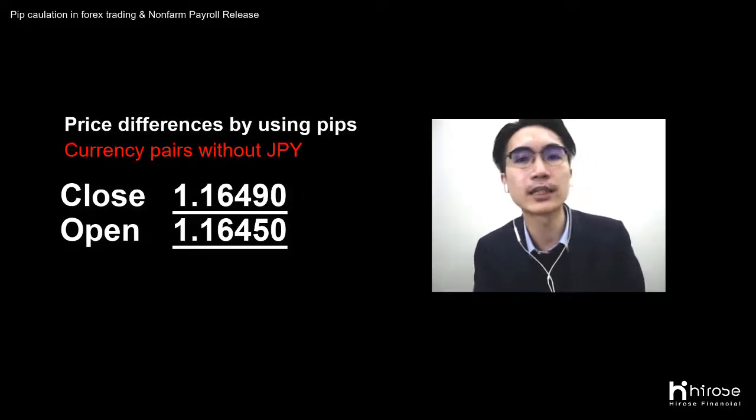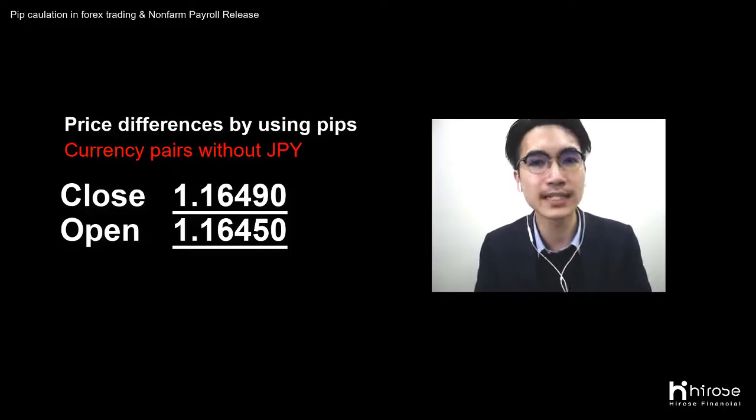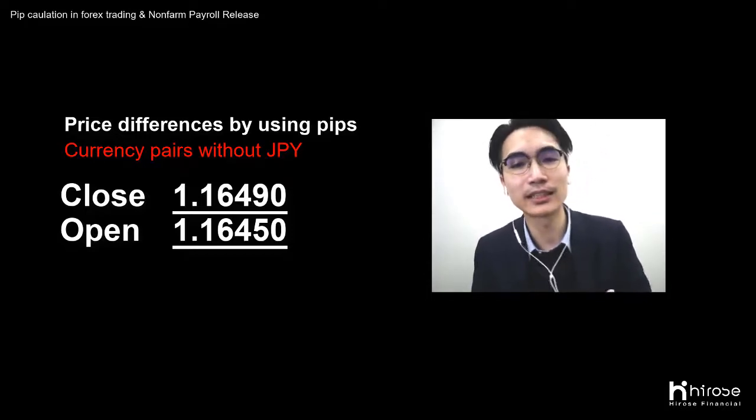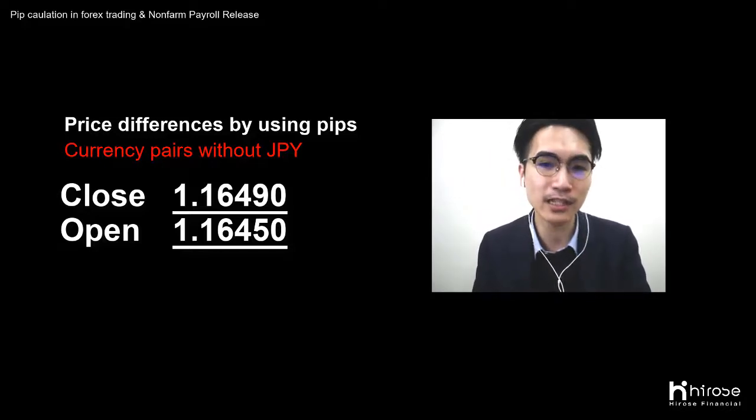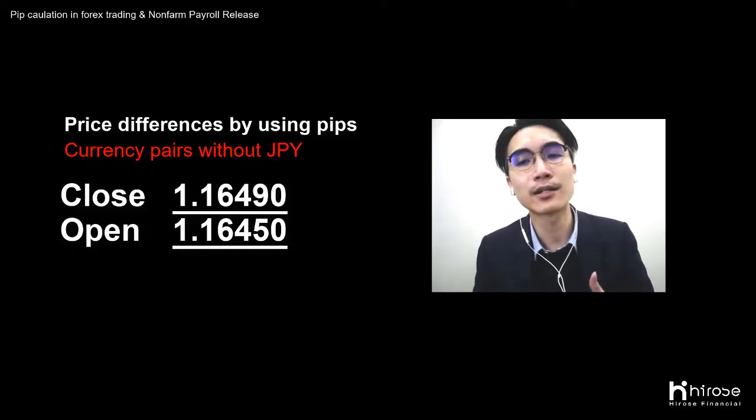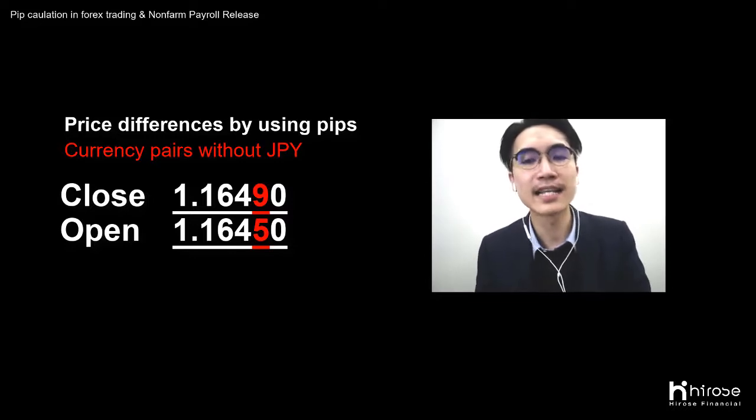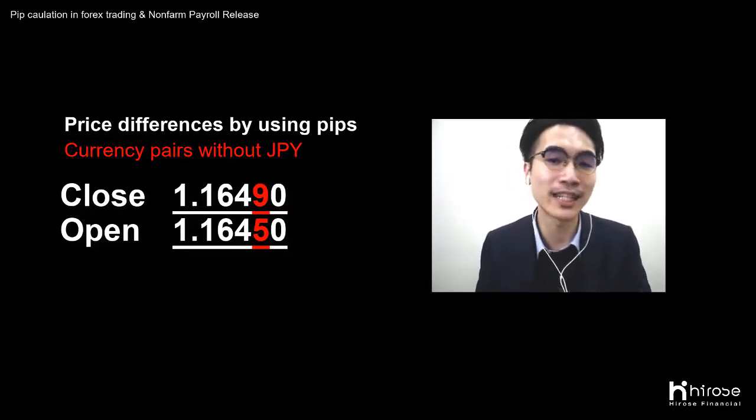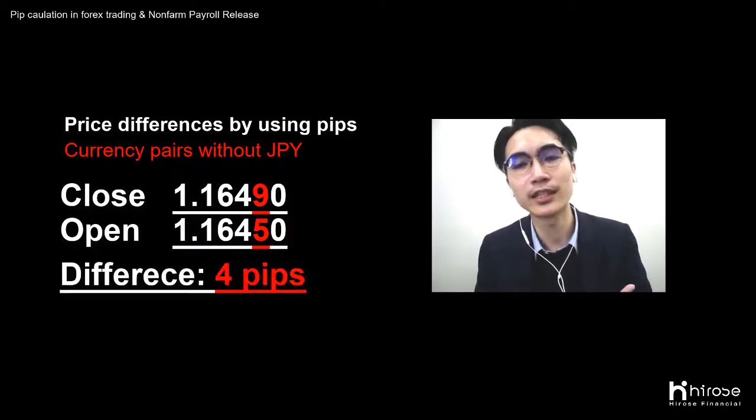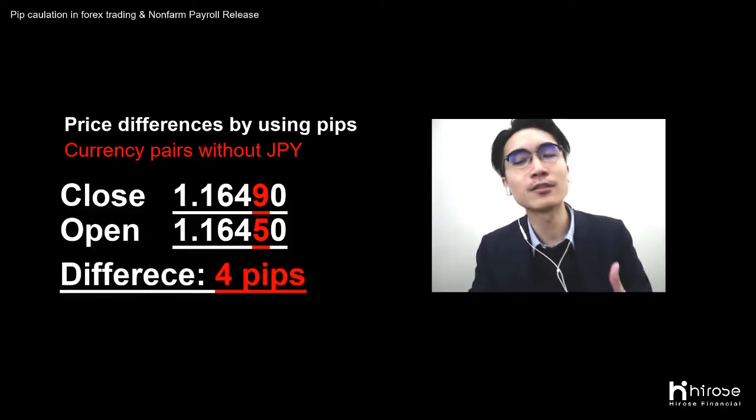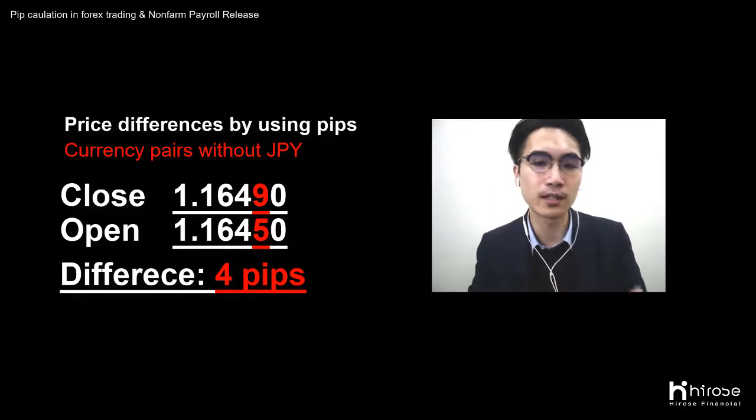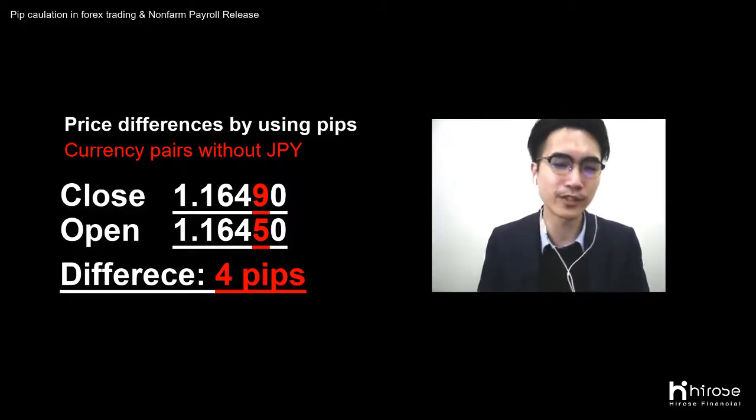First we'll take a look at the ones without Japanese yen. For example, take euro and US dollar. In this example here, the price of open is this much here, and the price of close is this much here. Since we are calculating pips from the second last digit, we have a simple calculation here. 9 minus 5, so the difference here is 4. So we know that the price difference of open and close is 4 pips here.